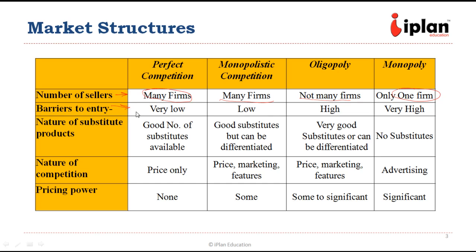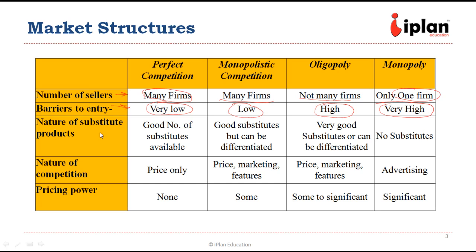The next characteristic is entry barriers, or barriers to entry. In perfect competition, it is very low. Any company with a reasonable investment can enter the market. For monopolistic competition, the entry barriers are slightly higher than perfect competition. In oligopoly they are high, and in monopoly they are very high. So no other firm can enter the market to compete with the existing monopoly firm.